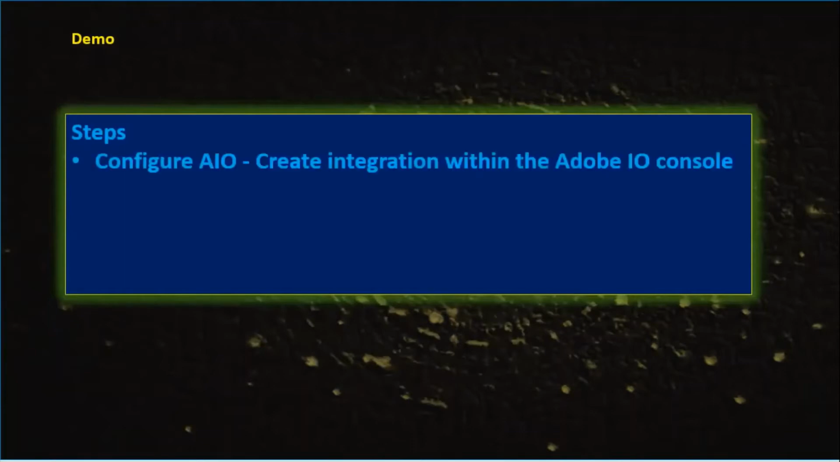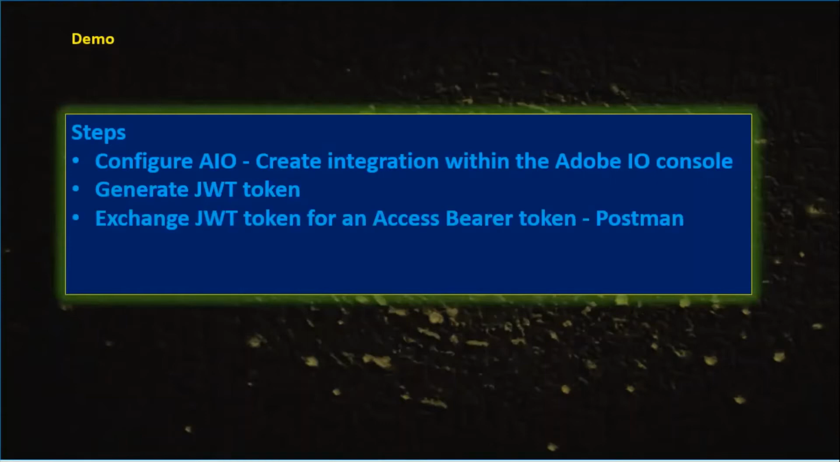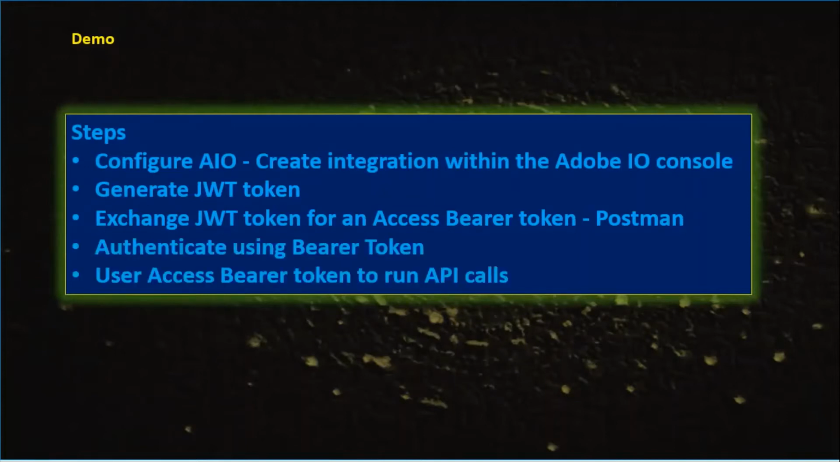Below are the steps for this demo. First of all, we will configure Adobe I/O. Here we will create an integration within the Adobe I/O console. Then we will generate the JWT token. As a next step, we will exchange the JWT token for an access bearer token using Postman and authenticate using the bearer token. And finally, using this access bearer token, we will run the API calls.